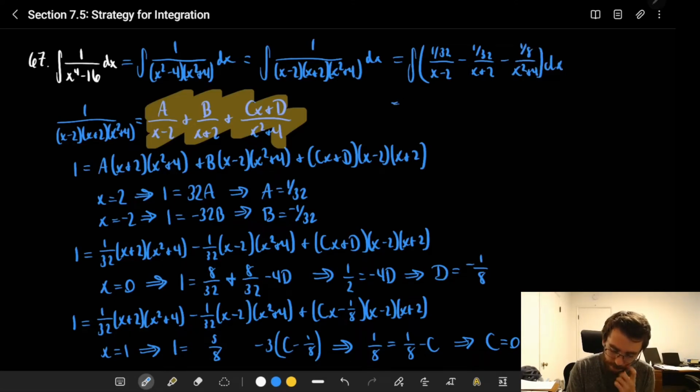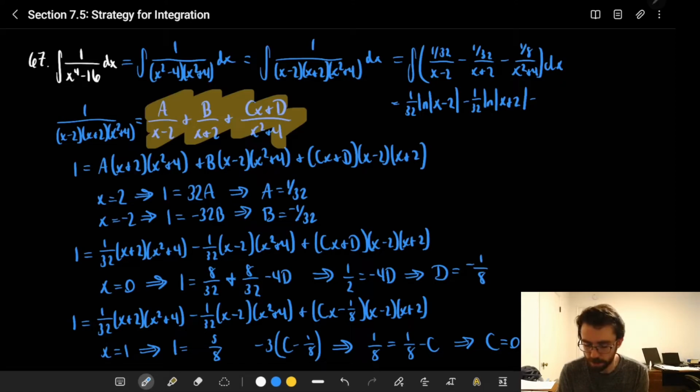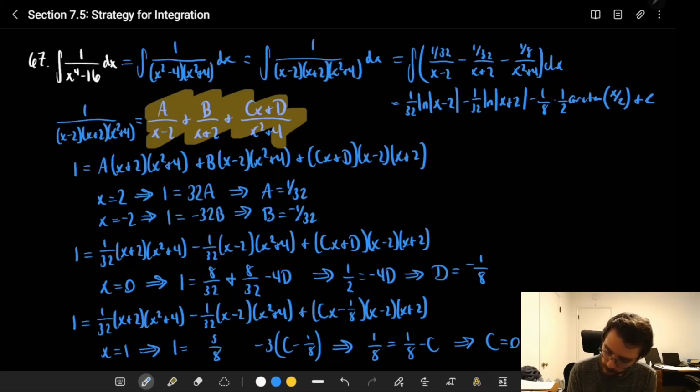And then that's nice to integrate. That's 1 over 32 log absolute value x minus 2 minus 1 over 32 log absolute value x plus 2 minus, that looks like an arctan, right? You can bring the 1/8 out, and then you'd get an extra 1/2 because of the 4 in the denominator. Arctan x over 2. Ta-da! So the hard part is definitely the algebra.